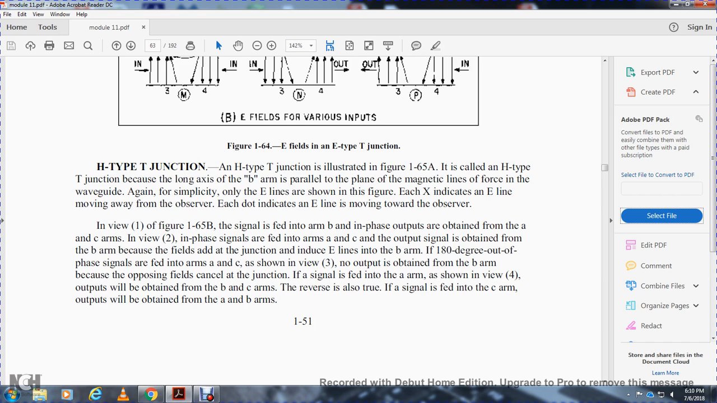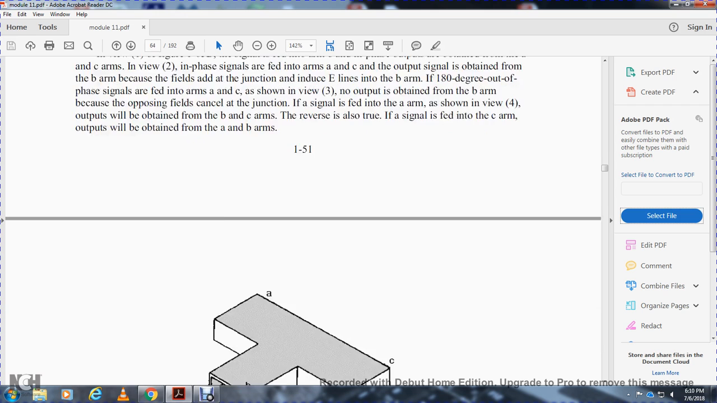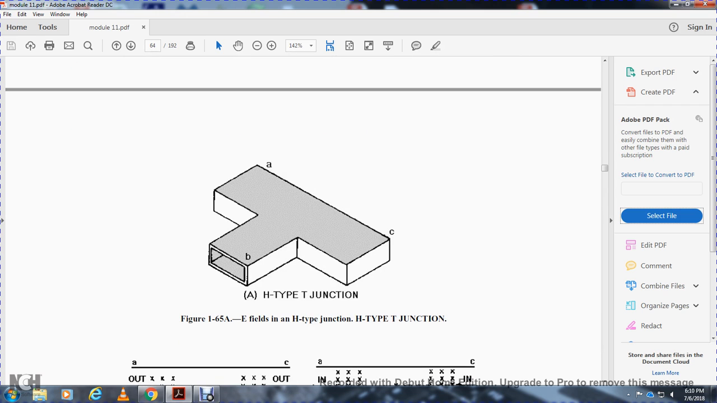If the signal is fed into arm A, as shown, equal outputs will be obtained from the B and C arms. This is also true if the signal is fed into arm C: the outputs will be obtained from the A and B arms. H-type junction, E field.